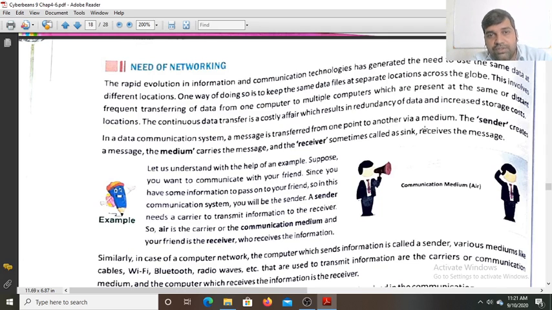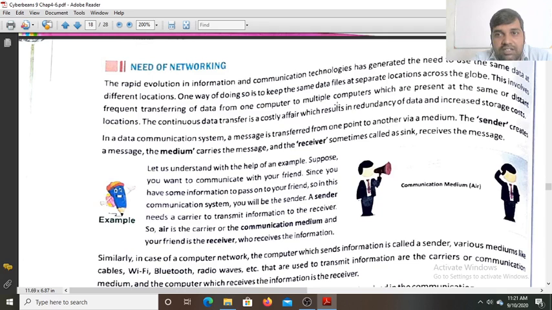Suppose you want to transfer the data to a different location. If you want to use the same data at different locations, suppose here you want to use the same data at Delhi, at New York, and at London also. So one thing you can do is keep the same data at the three different places. Or suppose you want to use the same data in 50 countries, then you have to keep the same data at 50 locations in 50 countries.